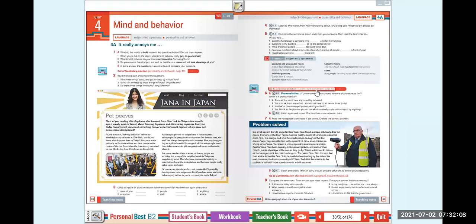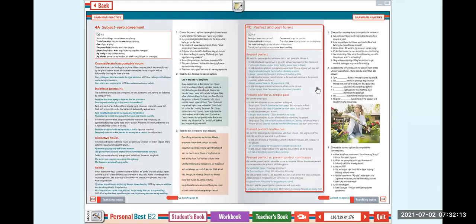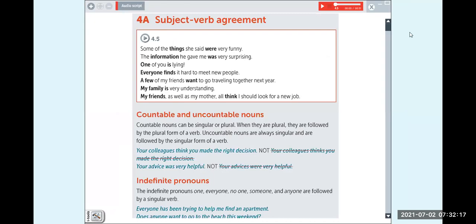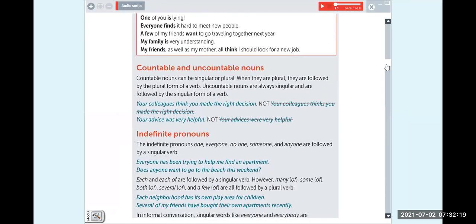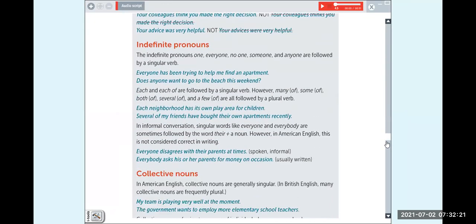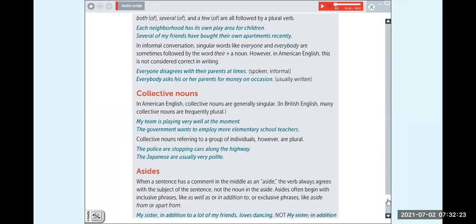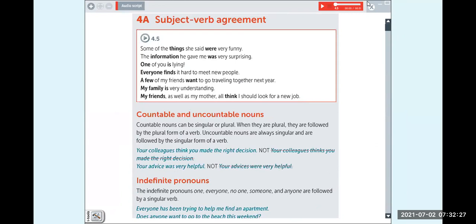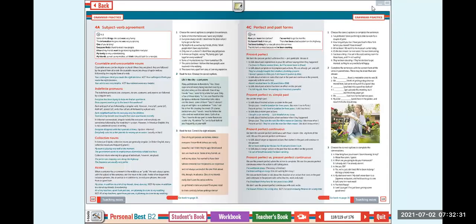Let's go to page 118. Here we have some exercises. Here you have exactly the same information from the explanation: countable and uncountable nouns, indefinite pronouns, collective nouns, and asides. So if you want to have a guide, you can read this while we do the exercises.